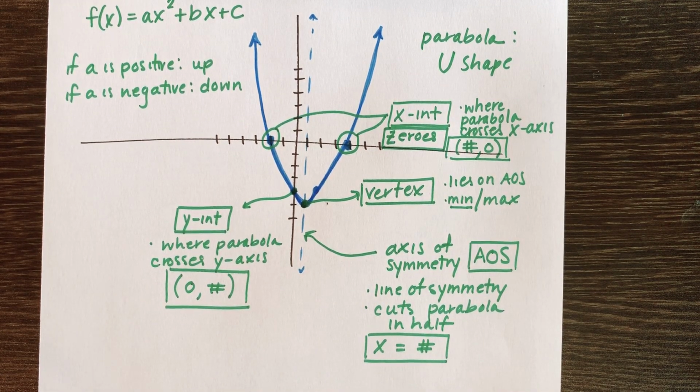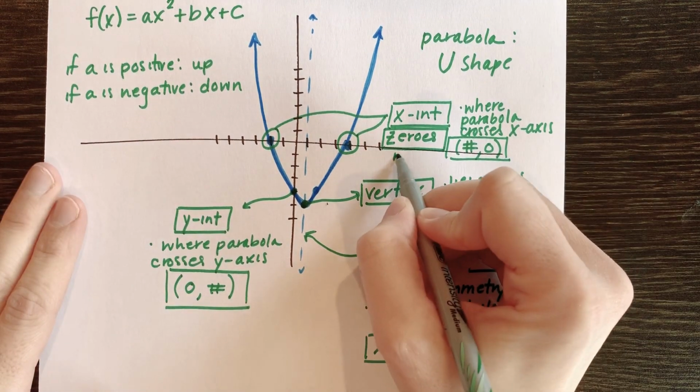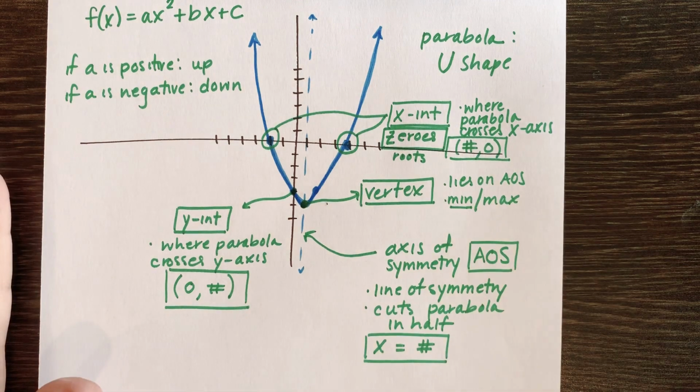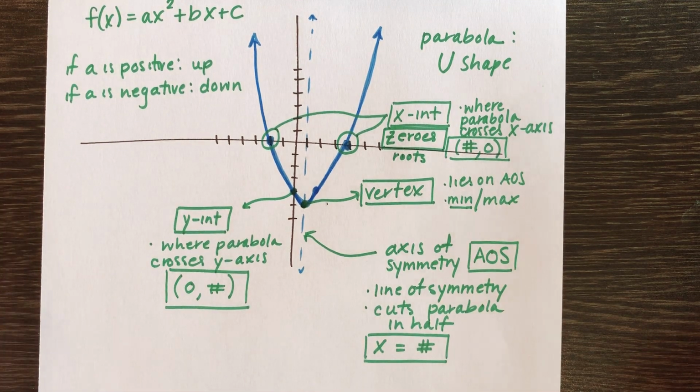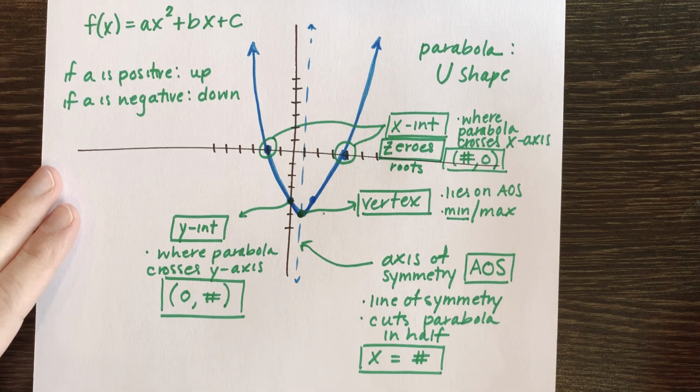Zeros is the preferred one, or roots. So you might also see the word roots as well, R-O-O-T-S. Any of those words, they all mean the same thing. They're just different ways of expressing the x-intercepts for the function. So those are your key features of the graph.